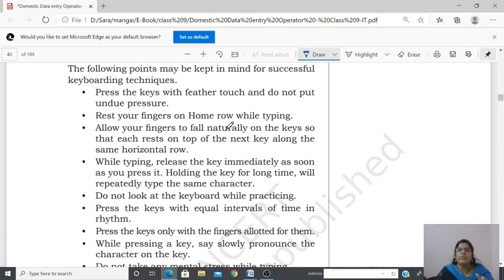Same position, you have to move like this. Don't take one finger, then lift your hand, then another key, lift your hand. Likewise, it's not supposed to be done; that's not a successful keyboarding skill.